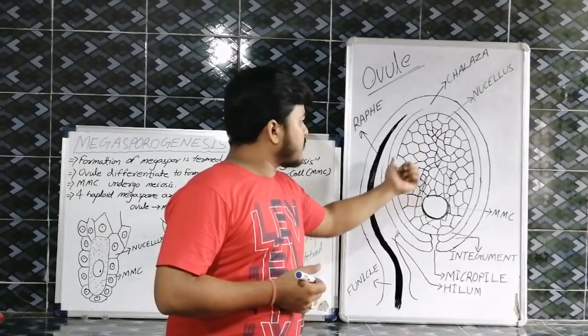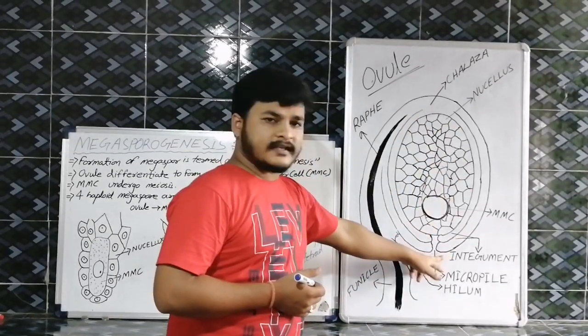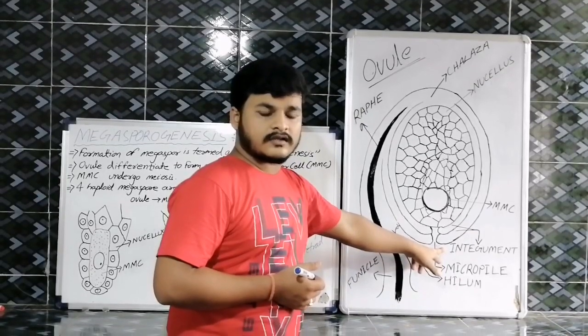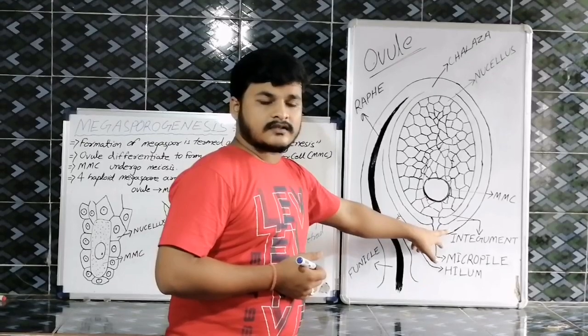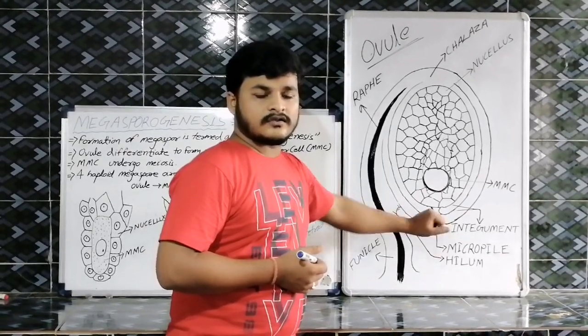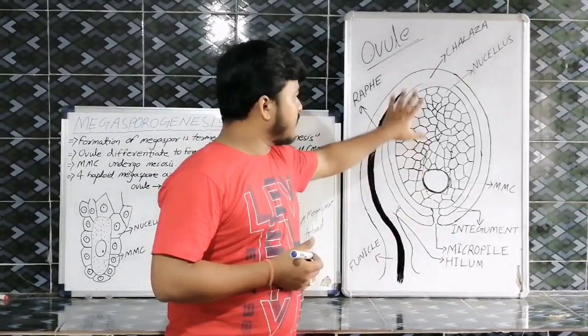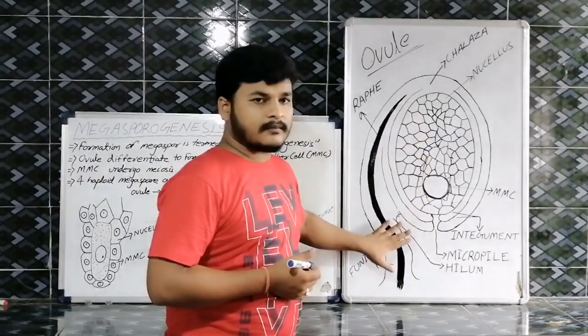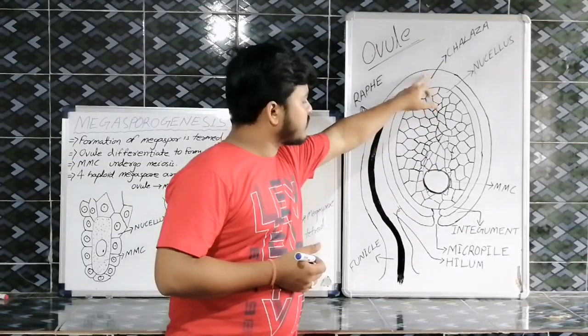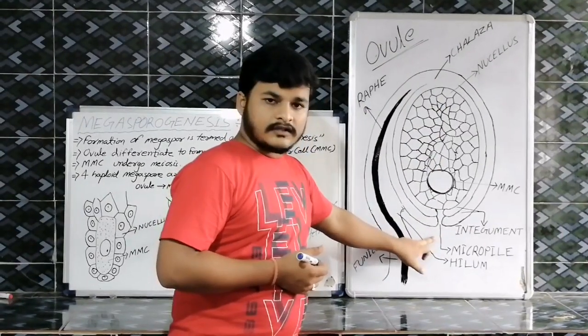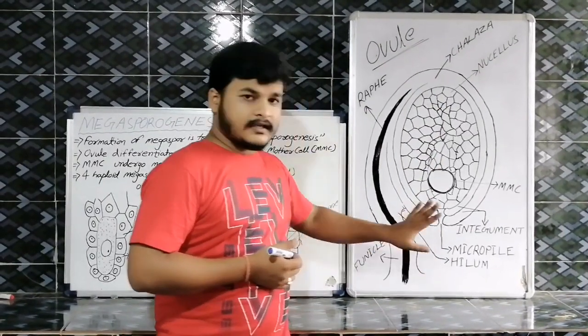Some ovules consist of a single integument, which is otherwise known as unitegmic, and some have two integuments, which is otherwise known as bitegmic. This is an anatropous ovule and bitegmic in nature, that means two integuments are there, and it consists of a chalaza end, and the opening is otherwise known as the micropylar end. I think it is clear.